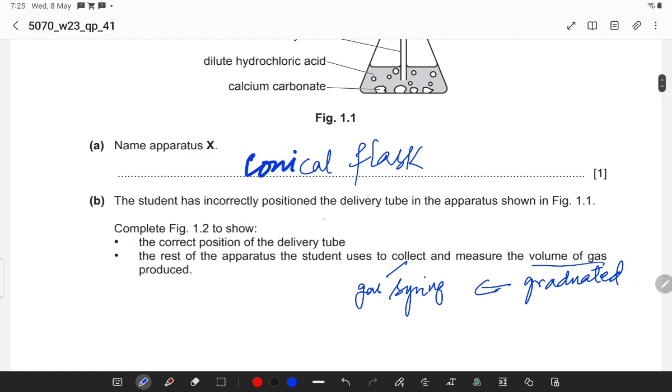The student has incorrectly positioned the delivery tube in the apparatus shown in figure 1.1. Complete figure 1.2 to show the correct position of the delivery tube. The rest of the apparatus the student uses to collect and measure the volume of gas produced. To measure the volume of gas, we use a graduated gas syringe.